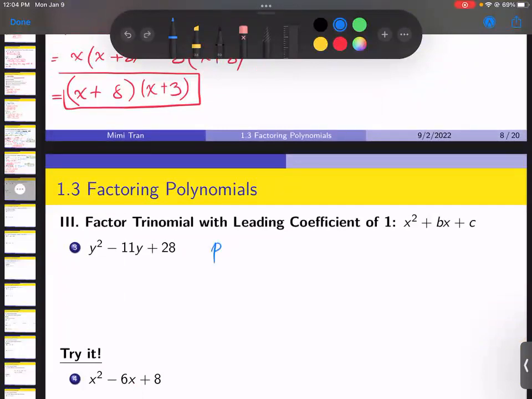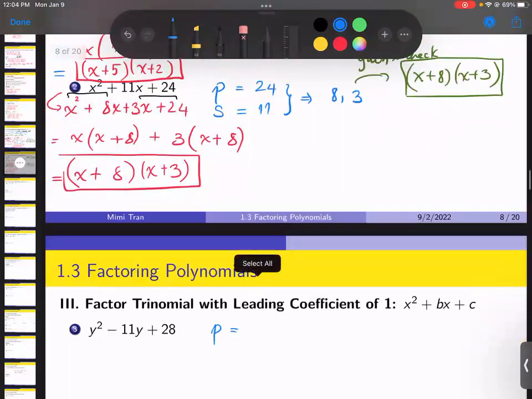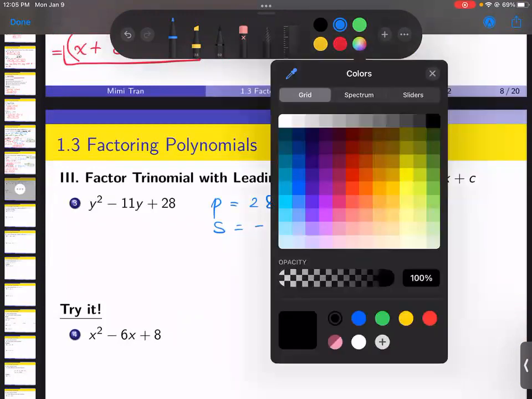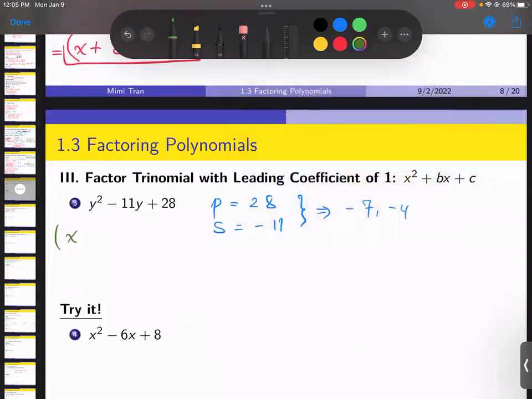Number 3. The product is 28 and the sum is negative 11. What are the two numbers? -7, -4. Yeah. So I'm gonna use the guess and check thing. It's just faster. So now I have x minus 7 times x minus 4. Done.